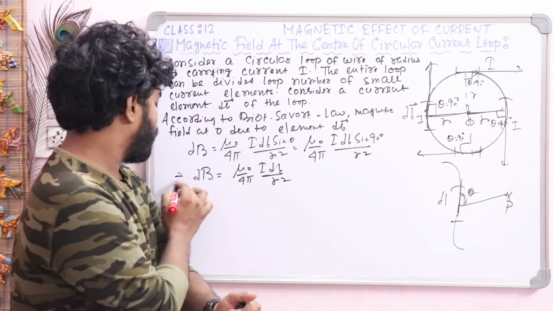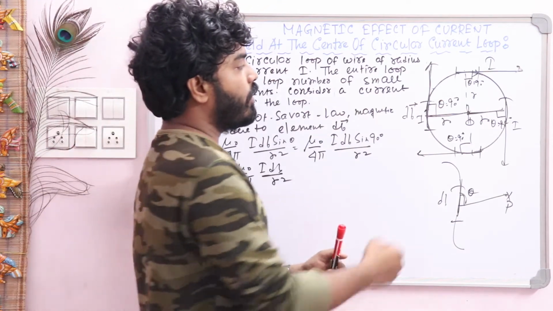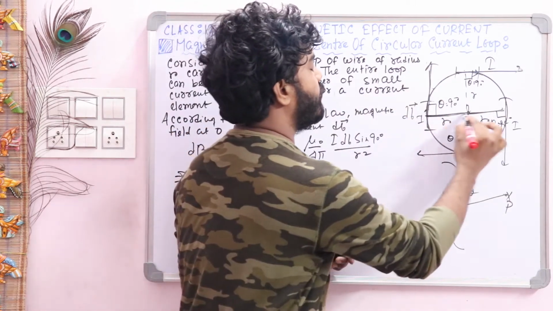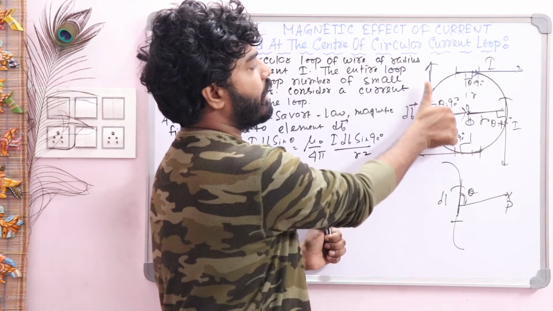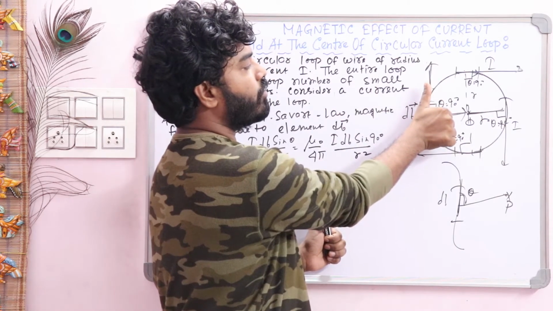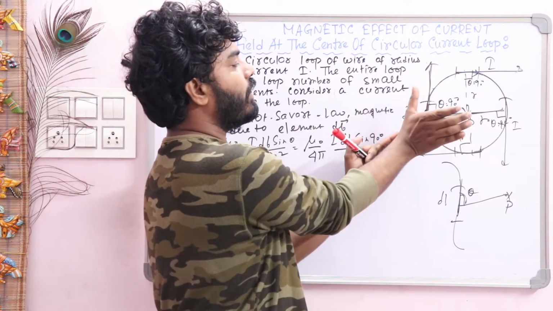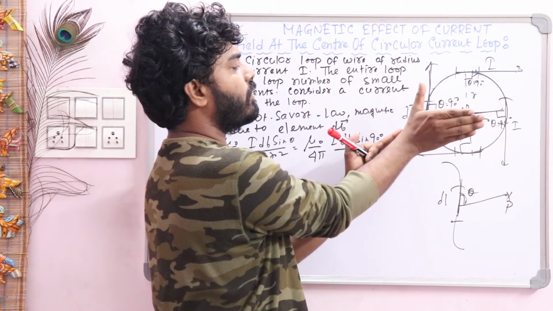Now you see what is the direction of magnetic field here. This is the direction of del L and this is the direction of R. Now use right hand palm rule. This is the direction of current. So use this finger like this way. So now you see the other finger direction. The direction of the other finger, that is inward.